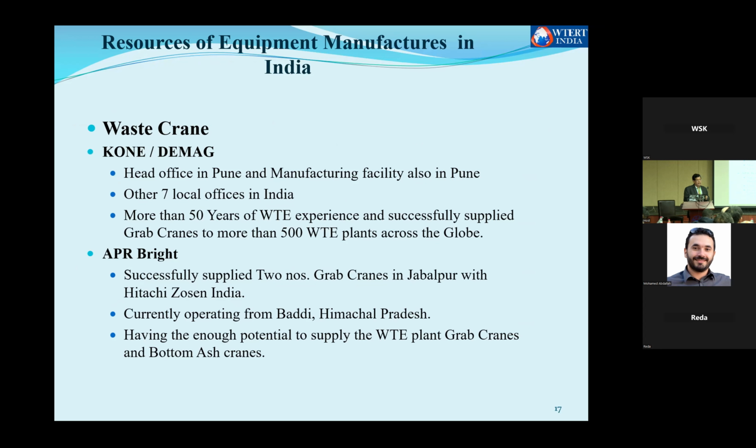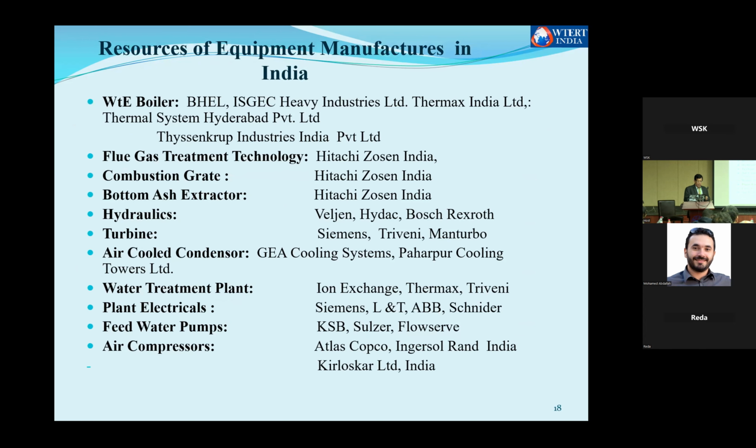So the waste cranes, Konecranes, are very famous. All the plants now, almost all, operate Konecranes. And for pulverization also, it is used, reducing moisture. Hitachi Zosen has taken a lot of lead into this. So these are all companies. So those who want to come to India for the waste management business and industry, yes, there is the availability of the material.